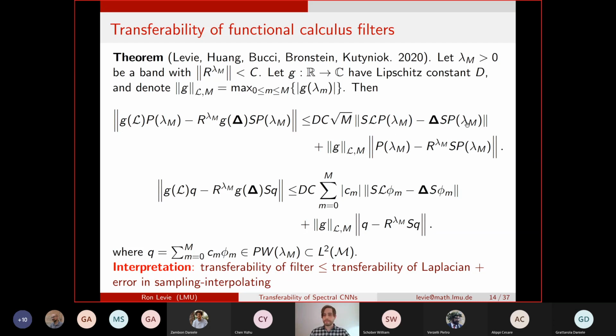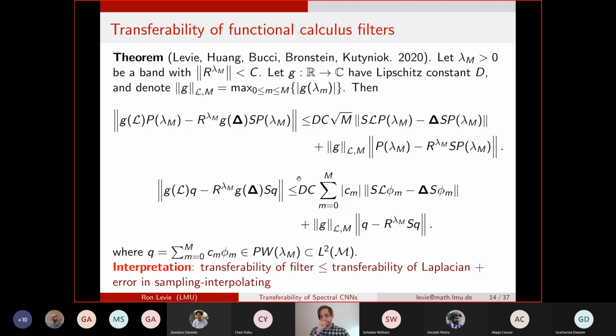On the right-hand side, here we start with a signal in the continuous space. We sample it and apply the discrete Laplacian. On the other hand, we take the continuous signal, apply the continuous Laplacian, and then sample it. And this describes the transferability error of the Laplacian. And the last term is the transferability error of sampling interpolation, so we call it the consistency error. If we start with the continuous signal, we sample it, and immediately after interpolate it, this entails some error.